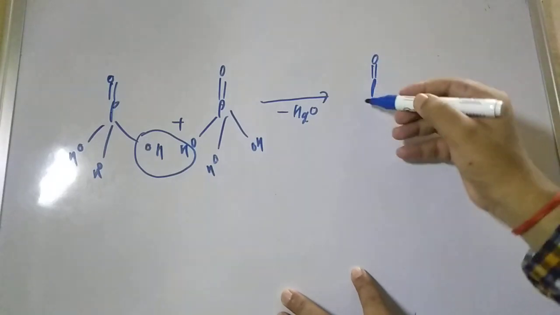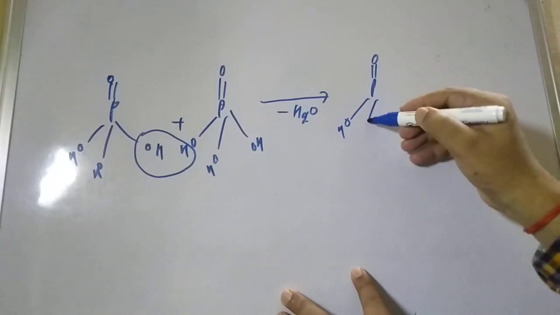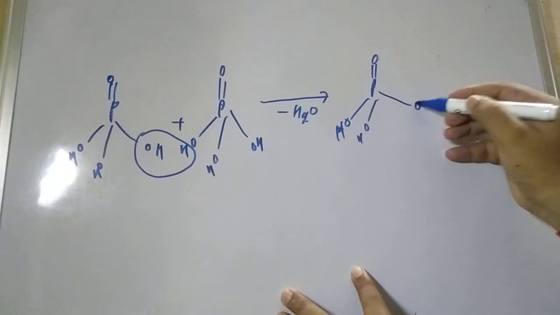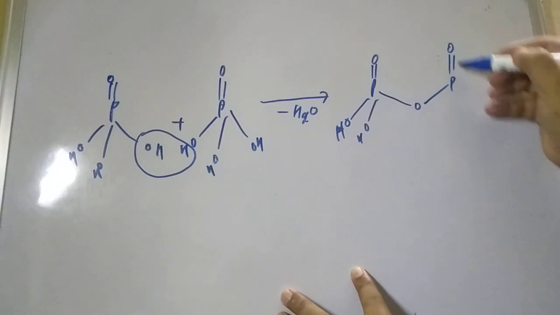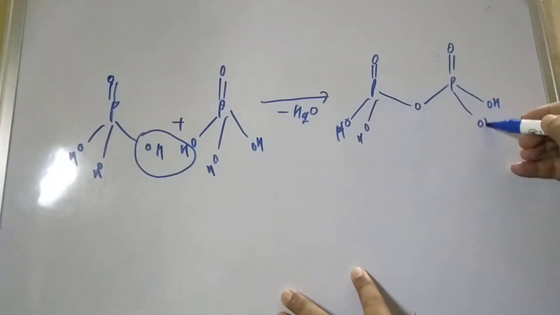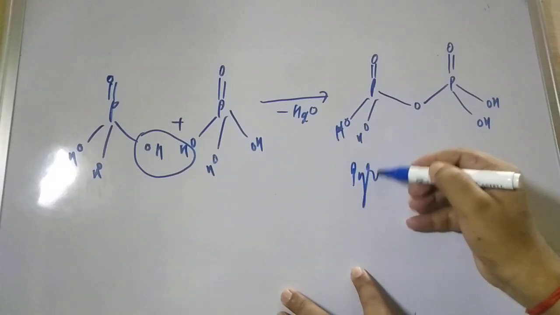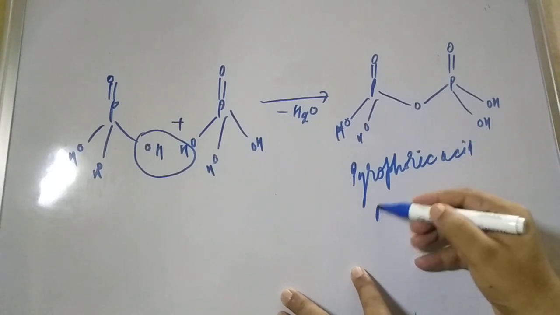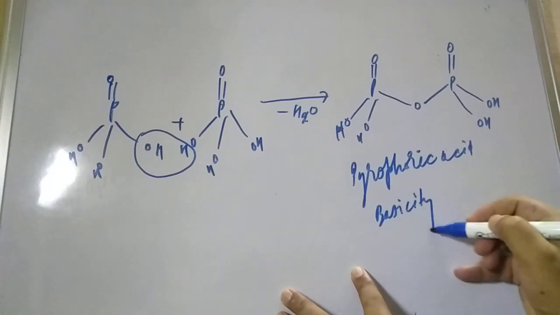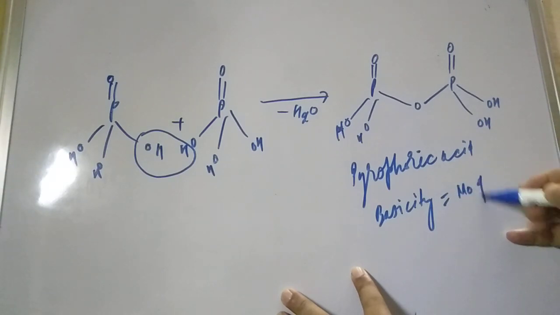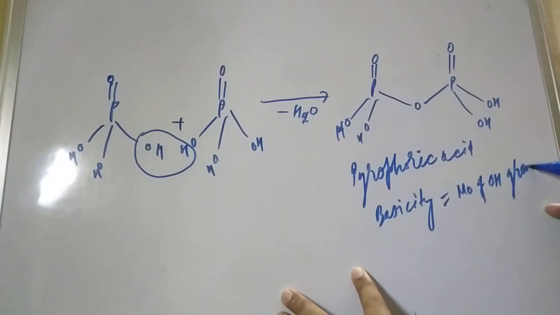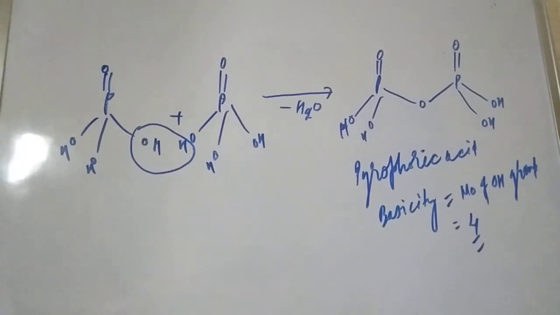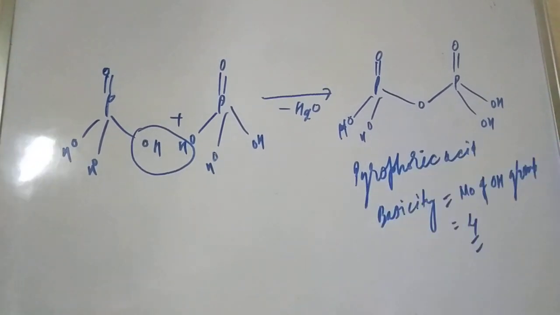So let us see this one. P double bond O, here is OH, again OH, here is OH, and one oxygen is left, so P double bond O, this is OH, and again OH. So what is formed is pyrophosphoric acid. Now the basicity is equal to the number of OH groups. How many OH groups are there? 4. So basicity will be 4. This is the structure of pyrophosphoric acid.